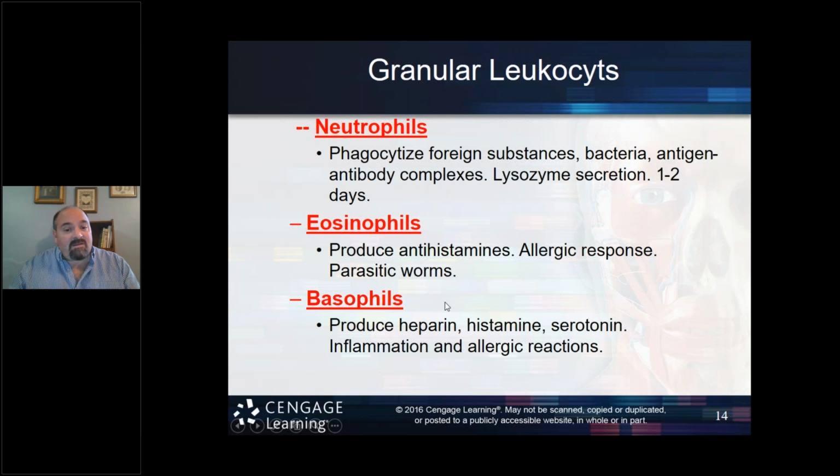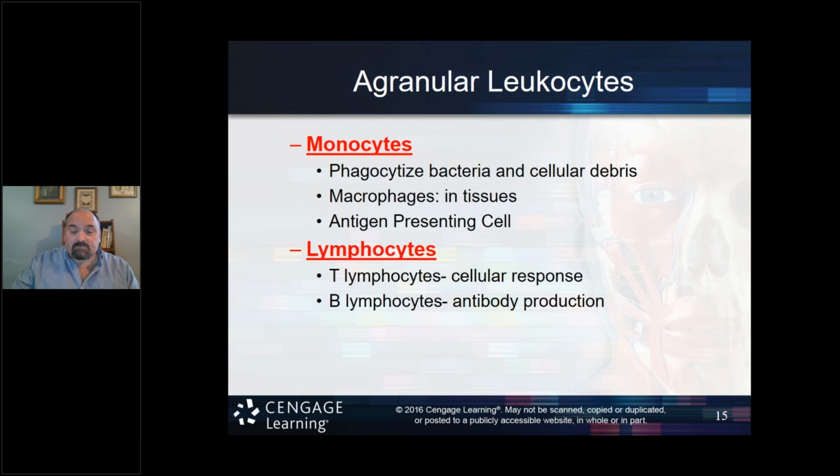This will really be involved in contributing to the inflammatory response within the body, as a result of allergic reactions: basophils. Monocytes and lymphocytes. So lymphocytes, I said to you that T lymphocytes and B lymphocytes are two different types. These are agranular, cellular response.